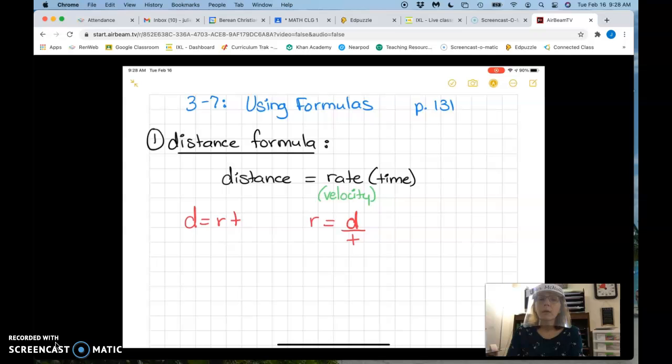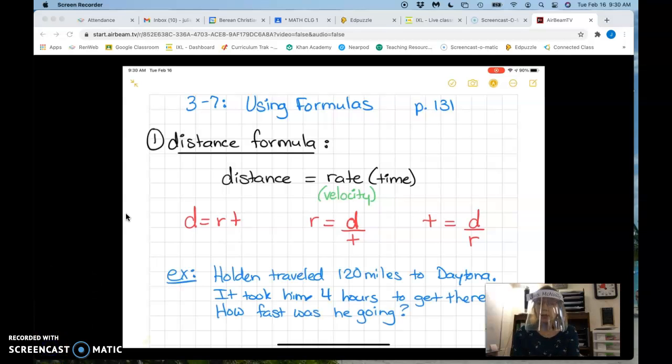And then if they're asking you to find the time, you're also going to have to divide, but this time it would be distance divided by the rate or the velocity. Okay? So those are the three formulas you're going to need for this one formula. And basically it's the same formula, it's just you're solving for a different letter. All right? That's why they look different.